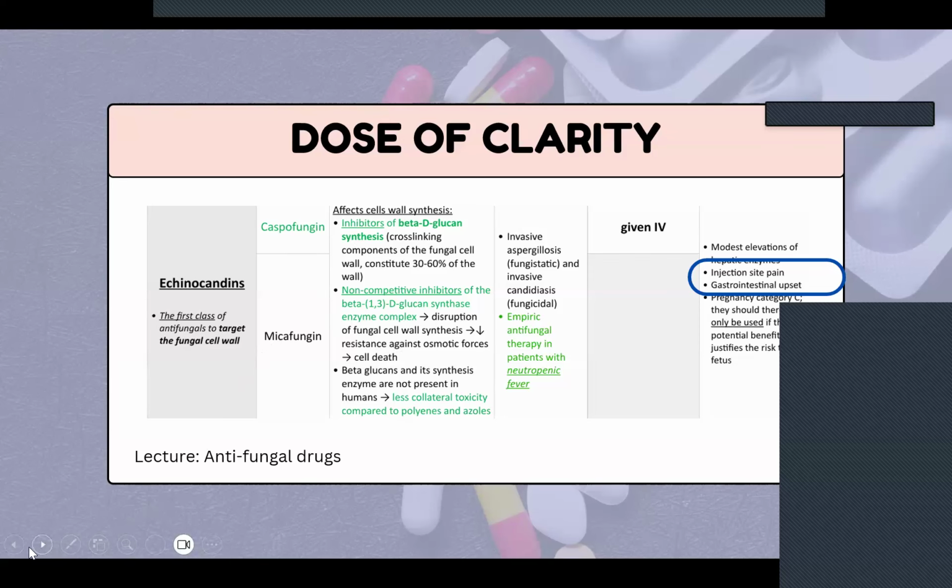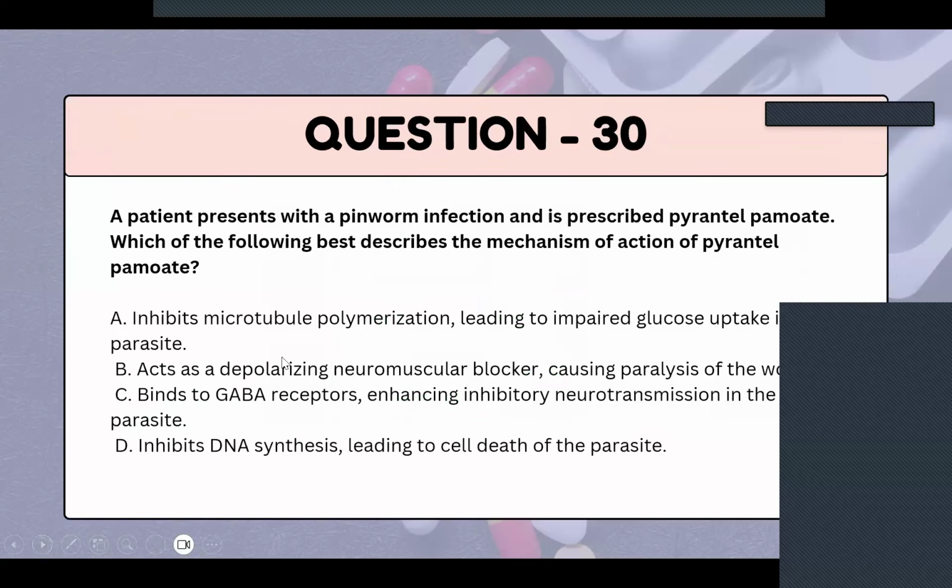Okay, let's move on to the next question then. A patient presents with a pinworm infection and is prescribed pyrantel pamoate. Which of the following best describes the mechanism of action of pyrantel pamoate? A. Inhibits microtubule polymerization, leading to impaired glucose uptake in the parasite. B. Acts as a depolarizing neuromuscular blocker, causing paralysis of the worm. C. Binds to GABA receptors, enhancing inhibitory neurotransmission in the parasite. D. Inhibits DNA synthesis, leading to cell death of the parasite.